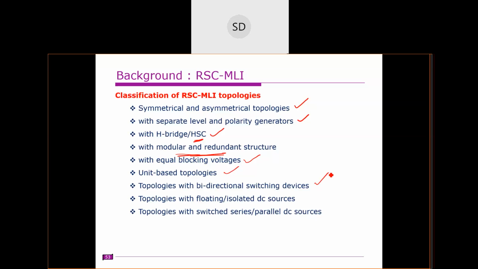Topologies with bidirectional switches. The topologies discussed so far, that is CHB, flying capacitor, and diode clamped, are normally known as conventional multi-level inverters. Those use unidirectional switches, but these new topologies may also have bidirectional switches. Then topologies with floating and isolated DC sources; for CHB you require isolated DC sources. And topologies with series parallel DC sources, which we will discuss shortly. These are the main classifications of reduced switch count multi-level inverters.